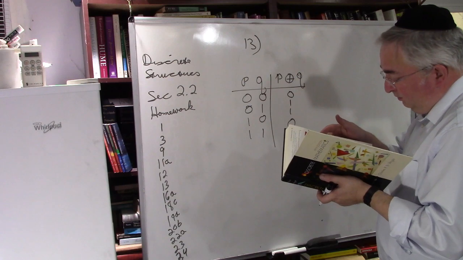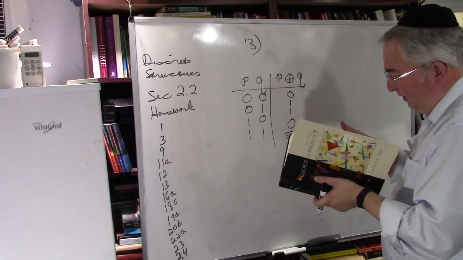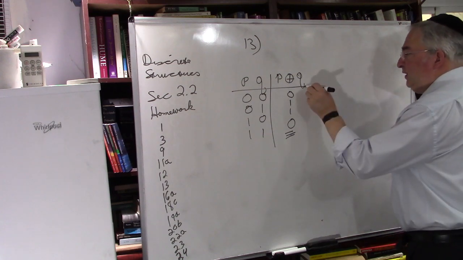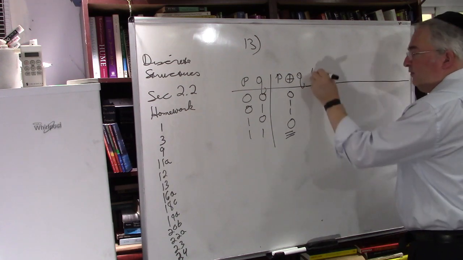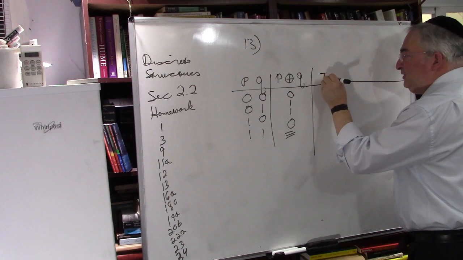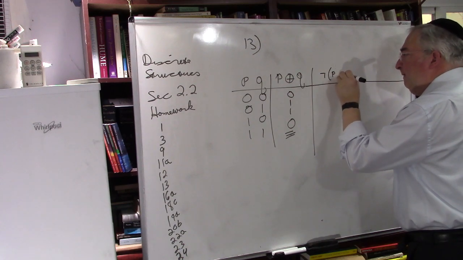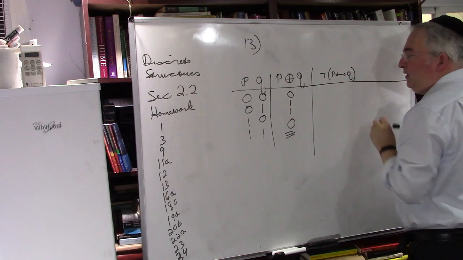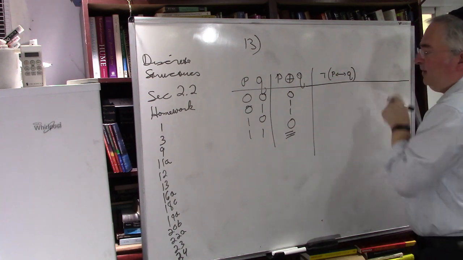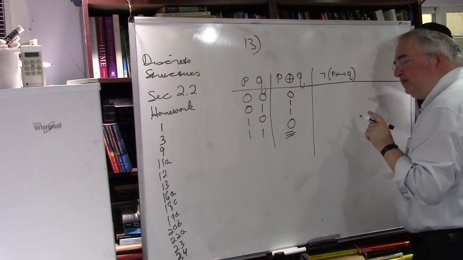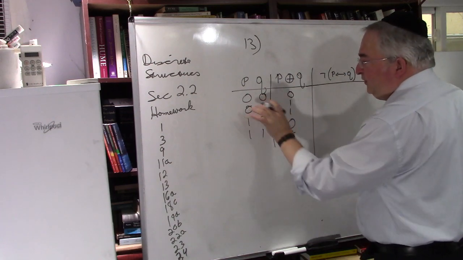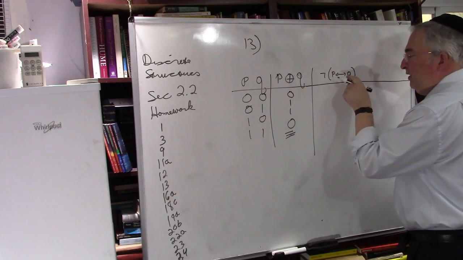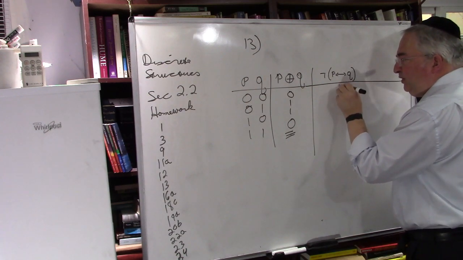Show that P plus Q is the same as not P double arrow Q. So let's do this. We can do probably the whole thing right over here. So it's not P double arrow Q. Let's do that. P double arrow Q is true when they're the same and false when they're different. Just look at that.